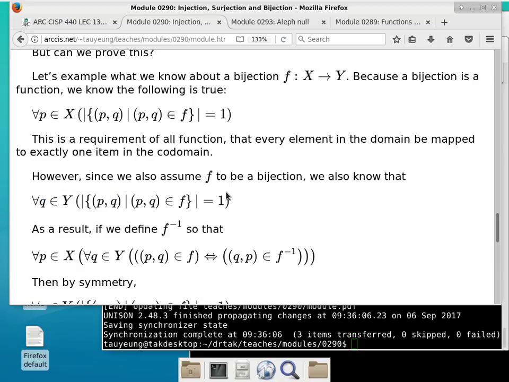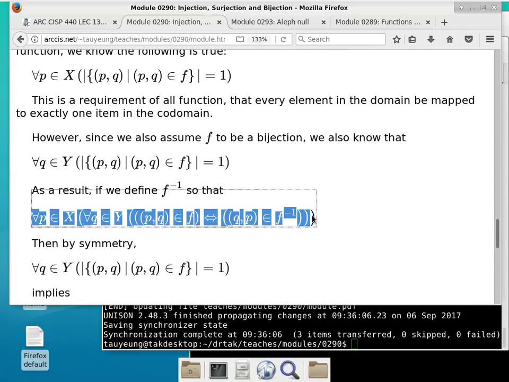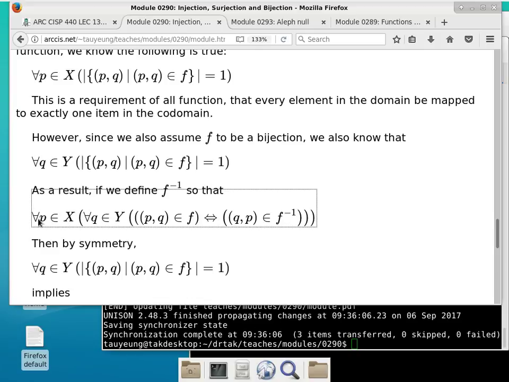You can see how these two are almost exactly the same, except one starts with for all p in X, the other one starts with for all y, for all q in Y. Okay? But otherwise, they are symmetric. So once you know that they are symmetric, then you can come to this conclusion and basically say for each p in X, for each y, for each q in Y, if PQ is in F, then QP has to be in the inverse, and vice versa.